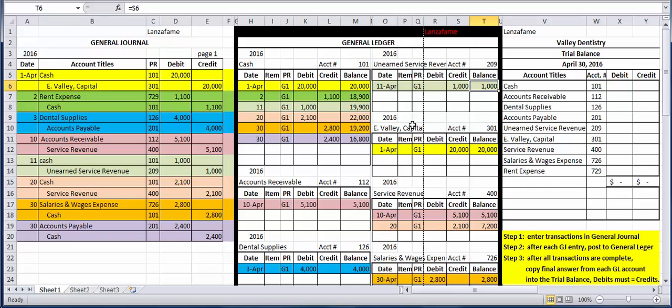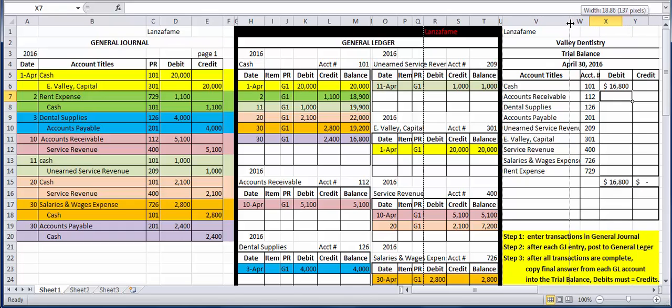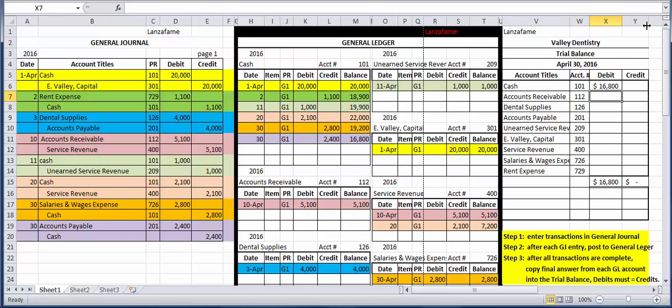So here goes. Cash, we know, is an asset. That 16.8 means debit balance because it's an asset. So I'm going to copy that 16.8 right into my trial balance. Okay, and let me make this a little bit bigger here so you can see it. There we go. And let me make this credit column a little wider as well.